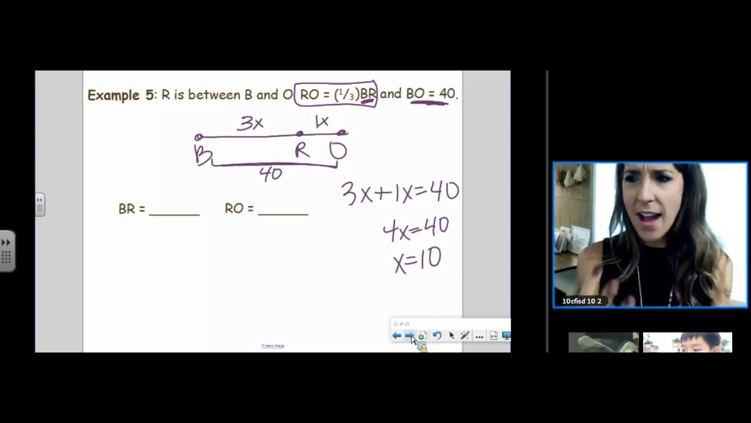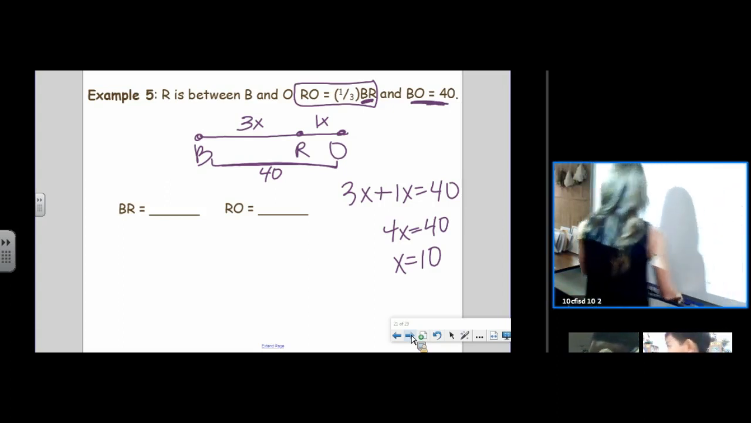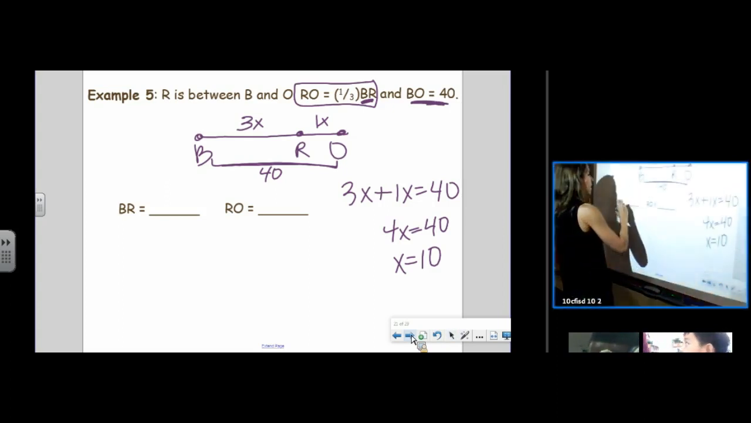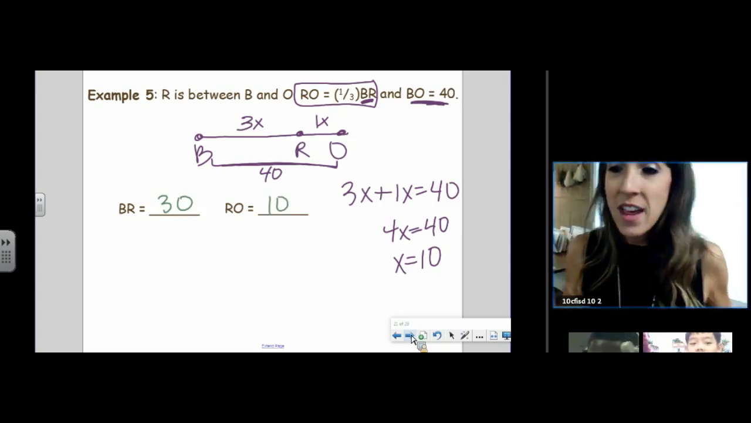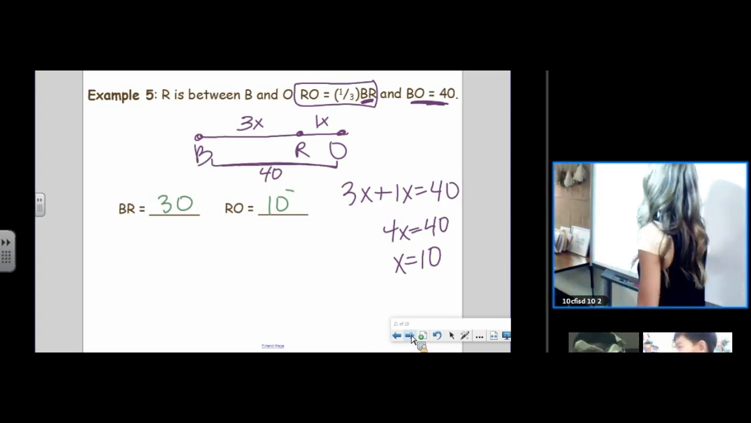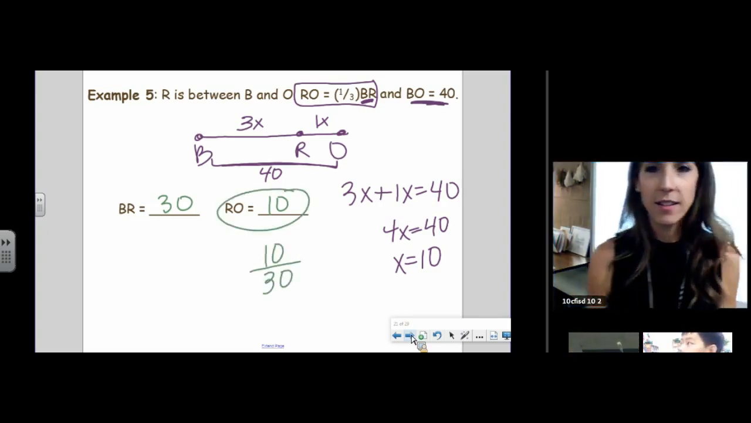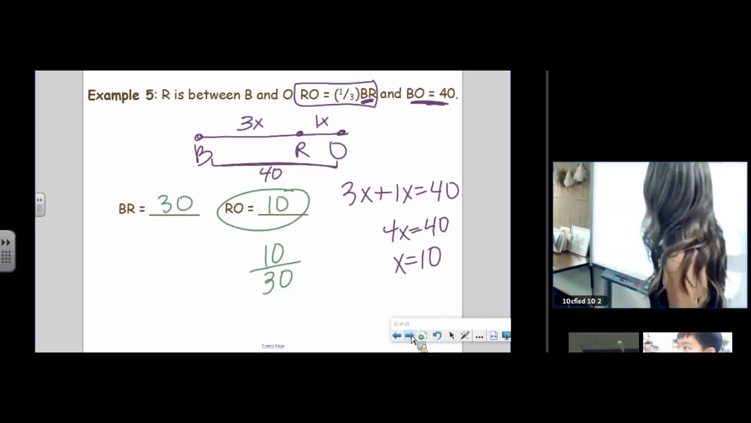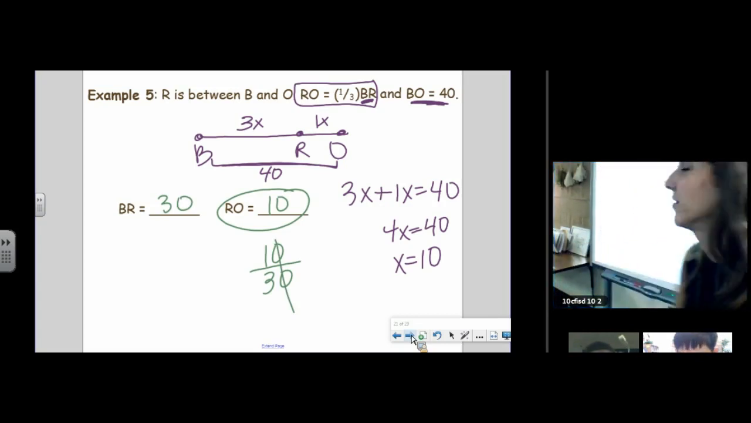So that missing factor, that x, is 10. And now we can find out how long the segments are. BR was 30 all along, and RO was 10. Check your answer. Is RO 1/3 of BR? Is 10 1/3 of 30? Look what happens. The zeros cancel, and yes, it is. So we got the right answer.